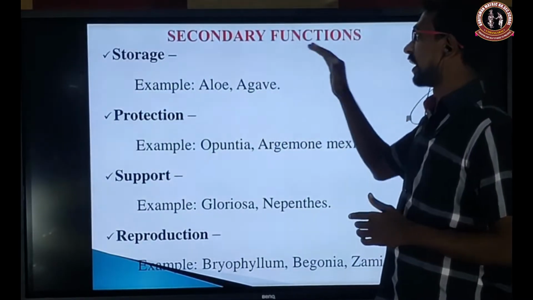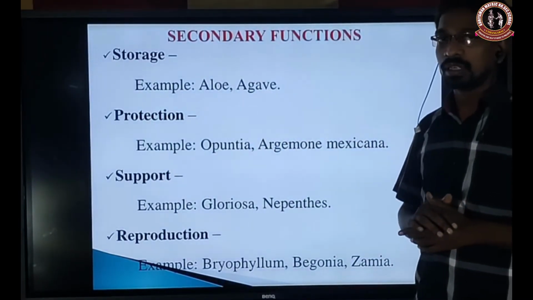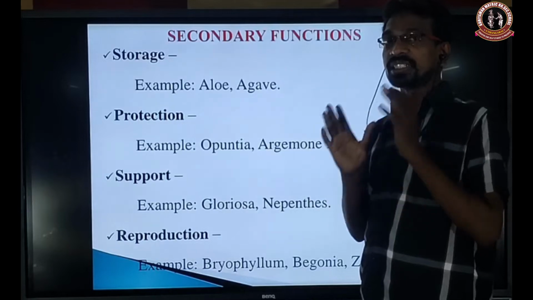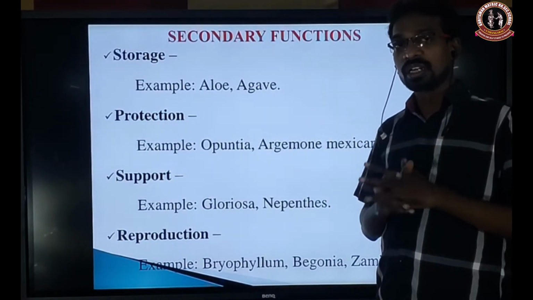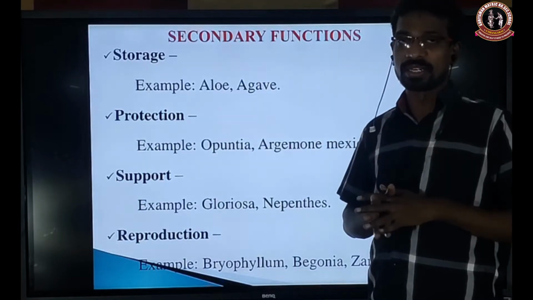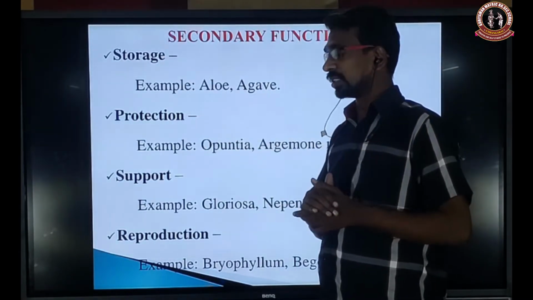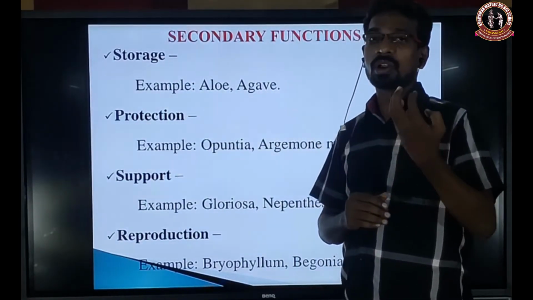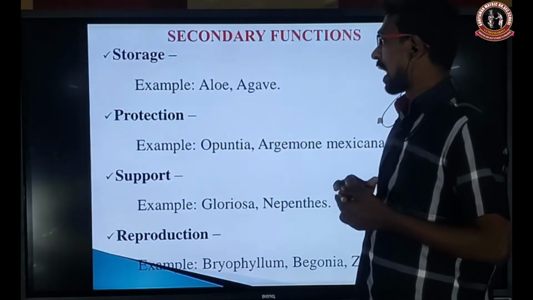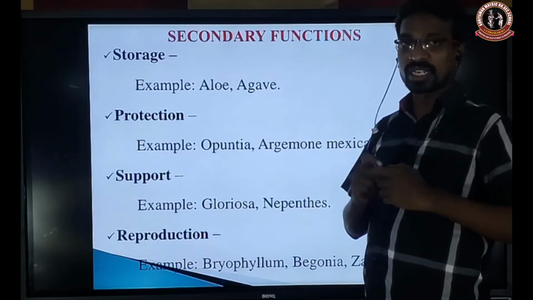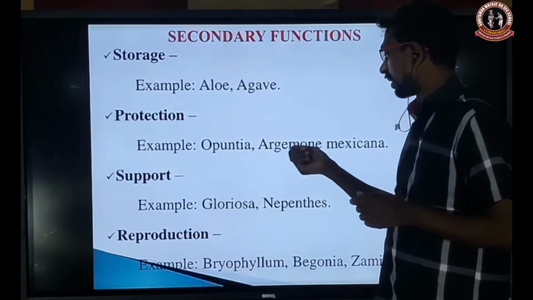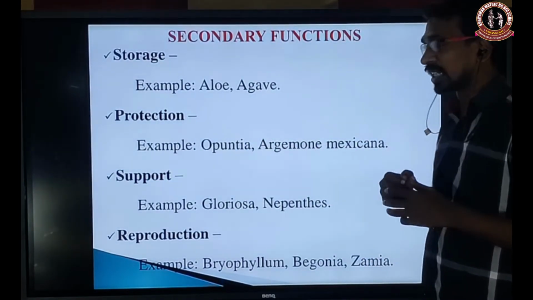Next, we are going to see the secondary functions of the leaf. These are not primary; they are additional functions. Some leaves perform additional functions, and for that they are modified. For example, storage, which means storing food material or water, as in aloe. It acts as protection, as in Opuntia and Argemone mexicana.